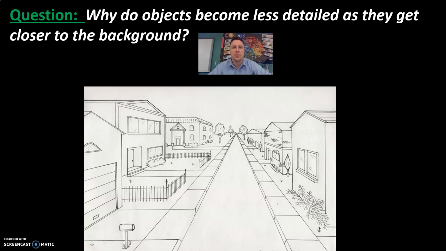And lastly, the same question in reverse: why do objects become less detailed as they get closer to the background? Of course the answer is because they are further away and harder to see. Just as you can see the high level of detail of this house and garage, you can see this house, the detail is very minimal, as well as some of the other features like the trees, which become less and less detailed than the things that are up front in the foreground. So that is it for your entrance ticket questions.